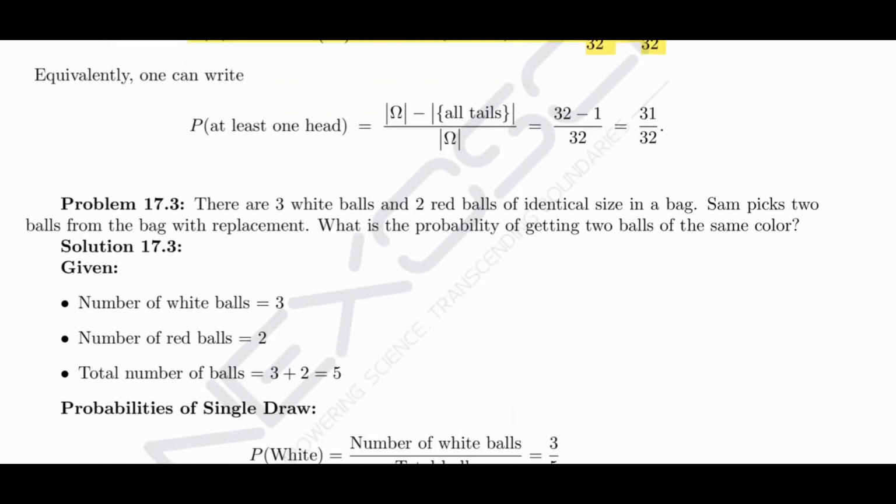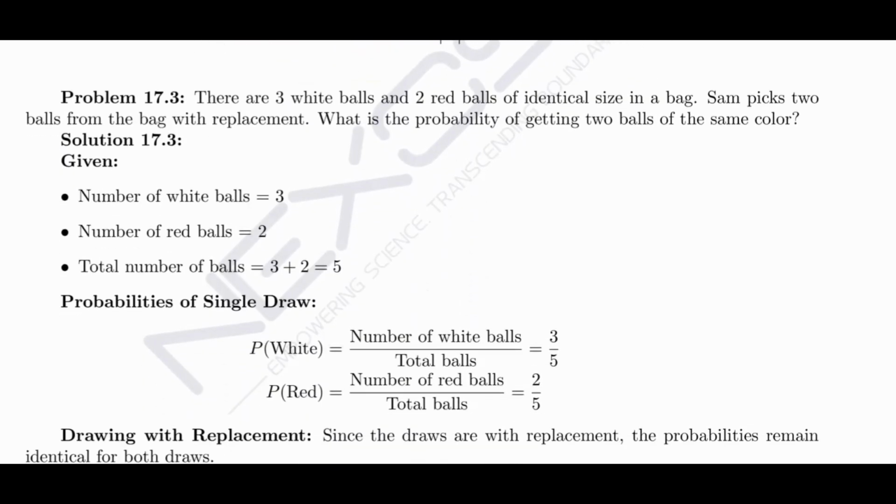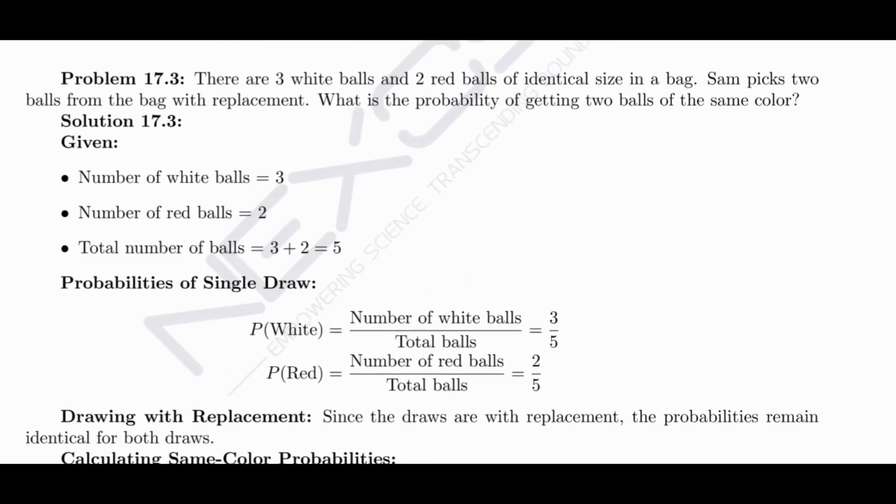Example 3. 2 balls with replacement. Now let's look at a bag problem. In a bag there are 3 white balls and 2 red balls. Sam picks 2 balls with replacement. Replacement means, after picking the first ball, he puts it back into the bag before drawing again. So the total number of balls stays the same. The probability of picking a white ball in one draw is 3 out of 5. The probability of picking a red ball is 2 out of 5.